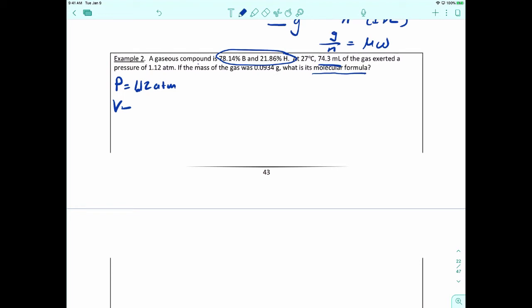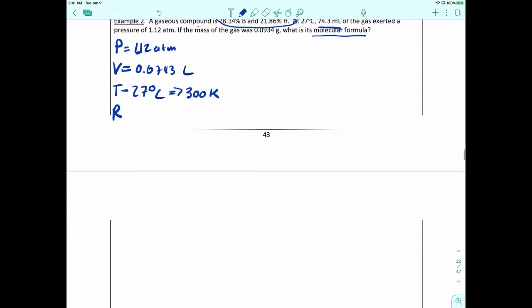Volume, we're told, is 74.3 milliliters, or 0.0743 liters. Okay, so we need to make sure that the units are matching. All right, so we got that. Temperature, we're told 27 degrees Celsius. We need to convert that to Kelvin, so that's going to be 300 Kelvin when you add 273 to it. All right. Now, we have pressure, we have volume, we have temperature. We also know R because that's the universal gas constant. The only letter that we're really missing in this whole thing is N.